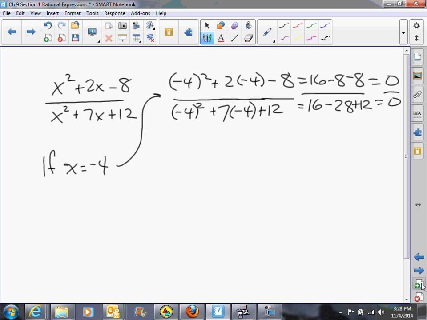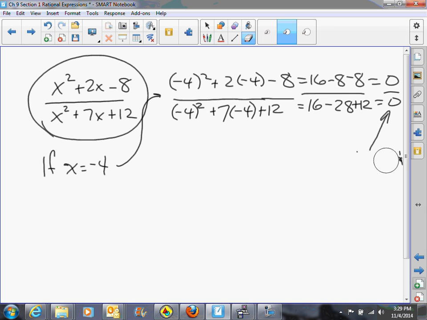And so this expression right here, x squared plus 2x minus 8 over x squared plus 7x plus 12, does not give us an answer when x is negative 4. We call this 0 over 0 an indeterminate form.